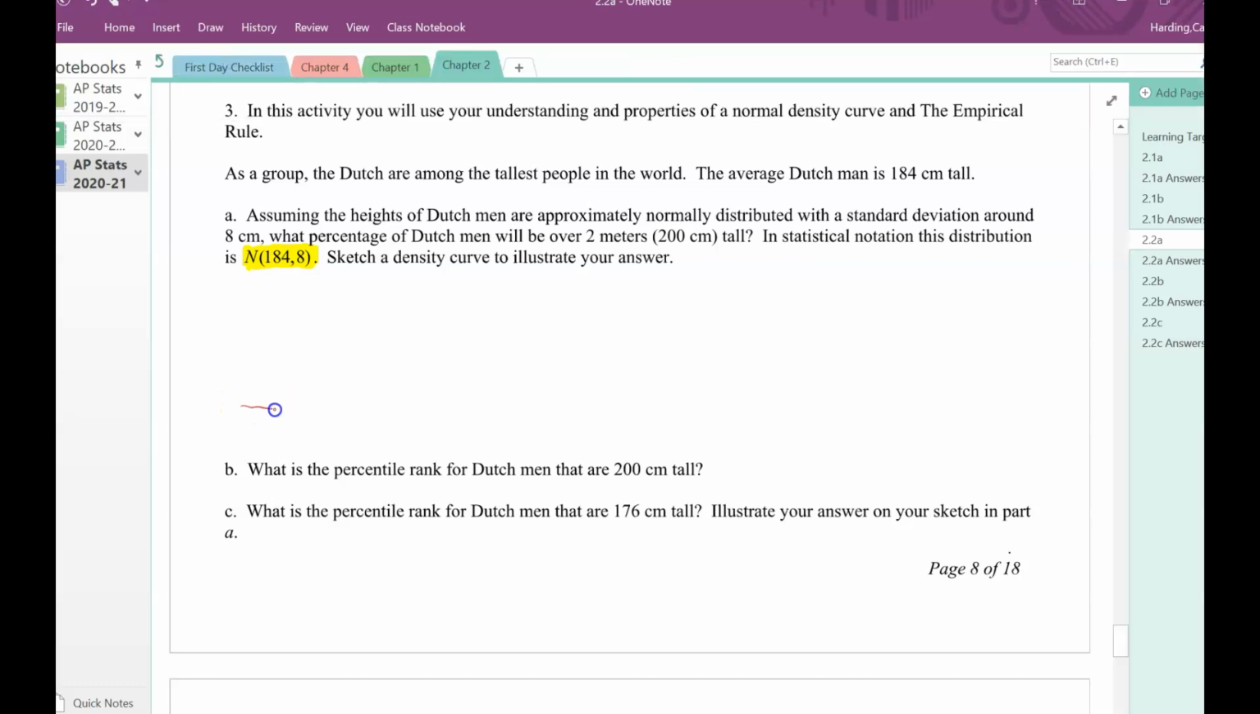All right, so in the density curve, it is unimodal and symmetric. We have the mean is 184. 1 standard deviation up, while 184 and 8 is 192. Another standard deviation up would put us at 200. 1 standard deviation down would put us at 176. And another standard deviation down would put us at 168. And we know what percent of the data falls into those ranges.